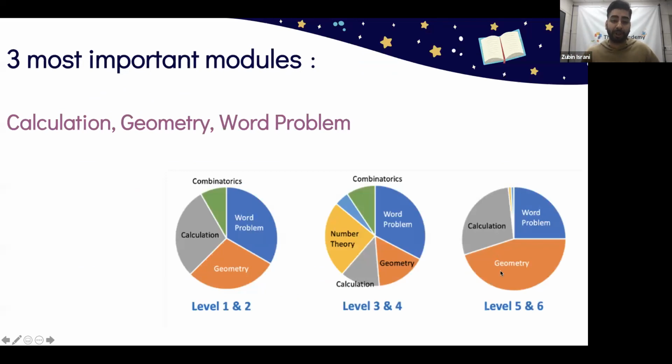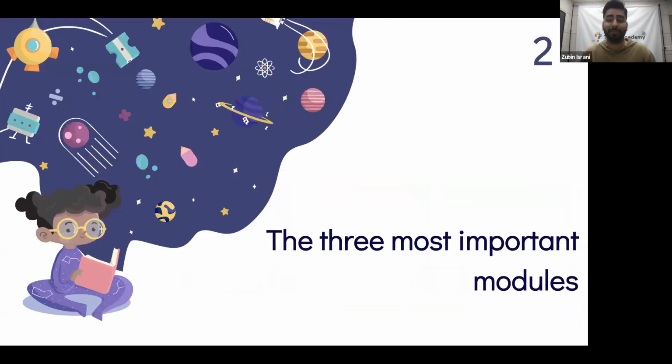Now, the 3 most important modules are calculation, geometry, and word problems, right? For those of you who were at the general info session on Zoom as well as Facebook Live, you saw that across level 1 to 2, 3 to 4, and 5 to 6, the most broadly covered topics are these 3, right? They vary from year to year, but most of the questions do come from here, which is why we will be taking a dive into those 3 important modules.